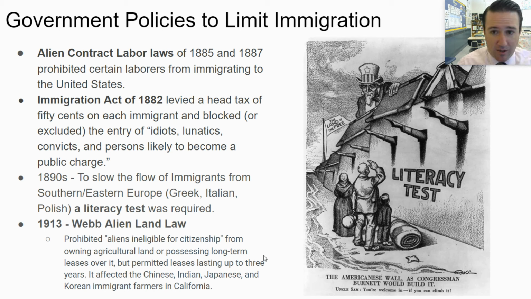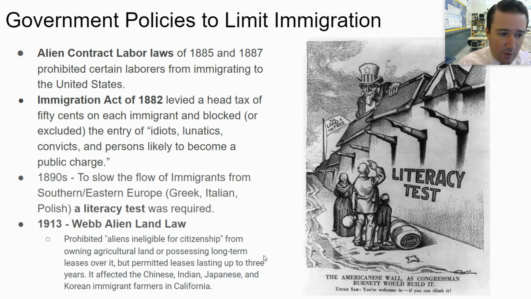In the 1890s, they also began to slow the flow of immigrants from Southern and Eastern Europe by trying to require them to take a literacy test. And the literacy test was, of course, in their native language. But if you came here and couldn't read in your native language, the expectation was that you wouldn't be able to learn our language or read our language either. So that was one way they tried to slow down the flow of immigrants. You can see in this political cartoon on the screen that the literacy test almost acts like a wall of some sort to keep unwanted immigrants out.